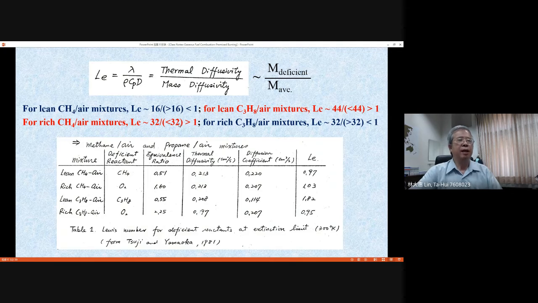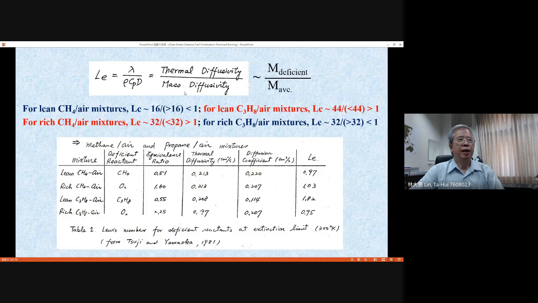I will describe later. Now keep in mind, Lewis number larger than 1 means the strength of thermal diffusivity is larger than that of mass diffusivity, because the numerator is stronger than the denominator. Conversely, if the Lewis number is smaller than 1, the mass diffusion is stronger than the thermal diffusion. Remember it this way.